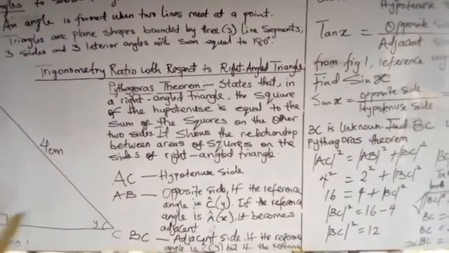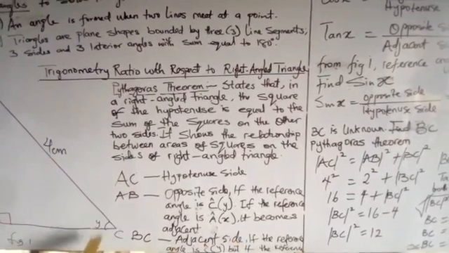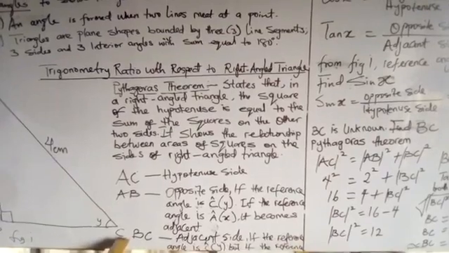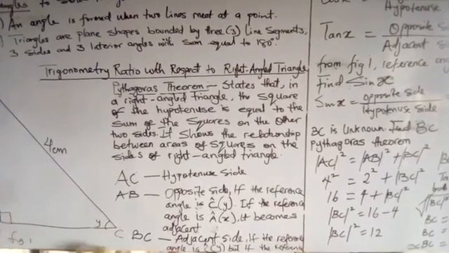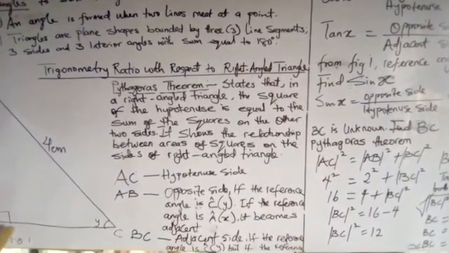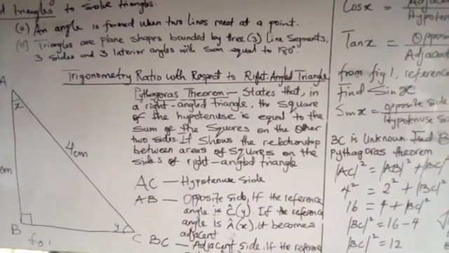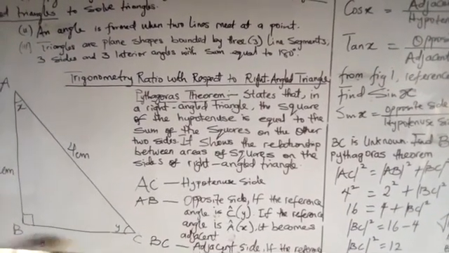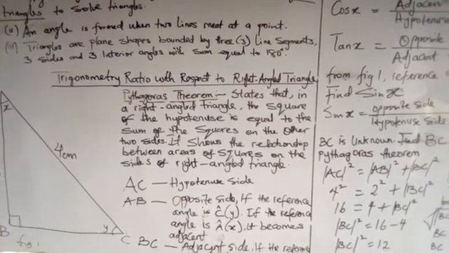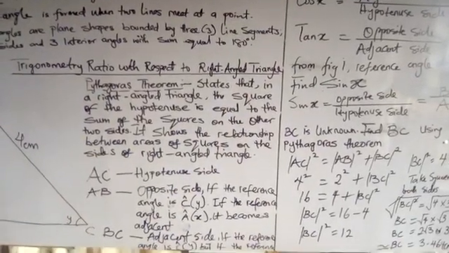So BC for now is an adjacent side because our reference angle is C. You can see for reference angle to be C, then this side will be the adjacent side and this side will be the opposite. But if our reference angle is A, then our opposite side will be BC, while our adjacent will now be AB. So that's that about that. So please take note of that. There is no more issue. You should know that this side is what?